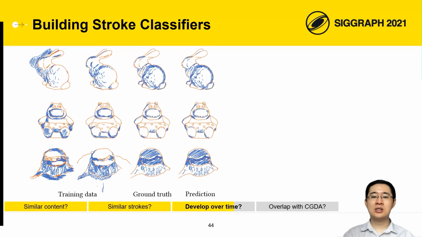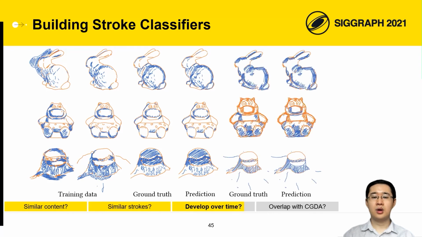We trained the first classifier using 80% tracings and tested on the remaining tracings. We can see the prediction is very similar to the ground truth. We also trained another classifier using all tracings as training data and tested it on freehand drawings. The classifier was still able to predict the correct label for most strokes.